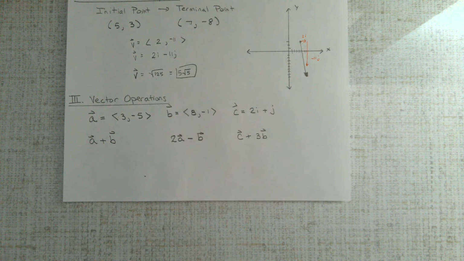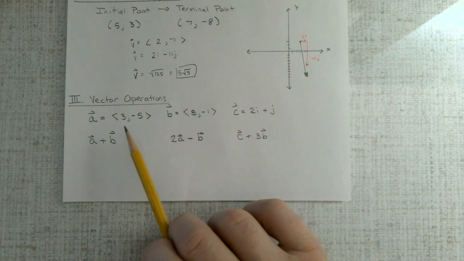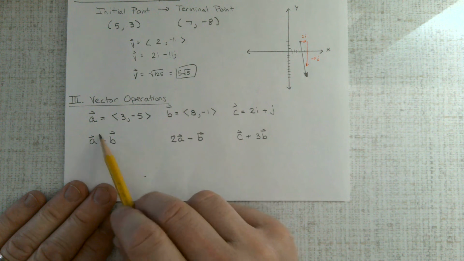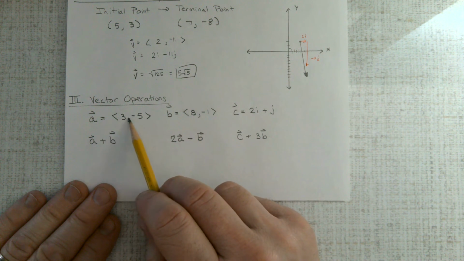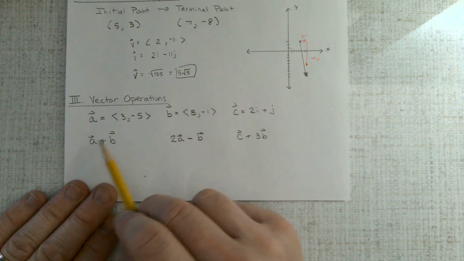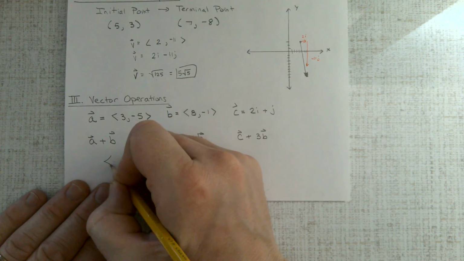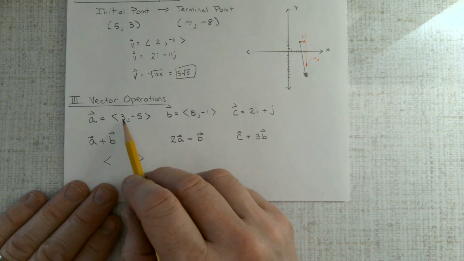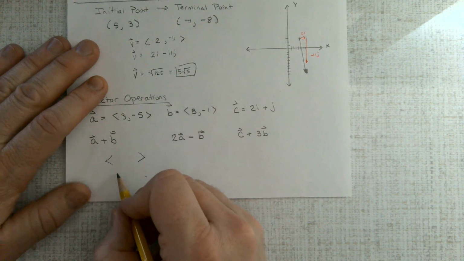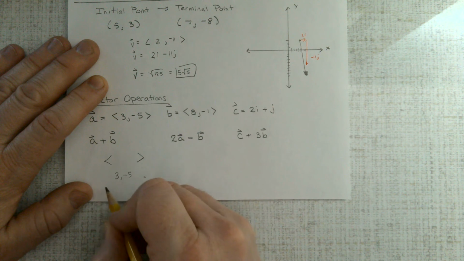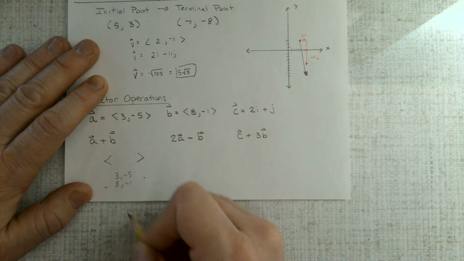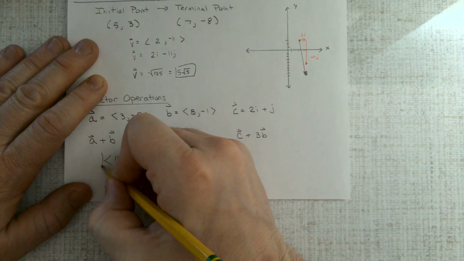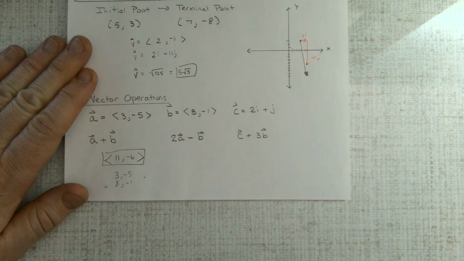Alright, the last thing you want to be able to do is some vector operations. We graphed this vector and this vector, and if we add the two vectors together, it's this graph plus this graph. It's a simple problem: all we have to do is add the two vectors, adding the a values to the b values. So I like to think of it as the 3, negative 5 being added to the 8, negative 1. It's 11, negative 6.